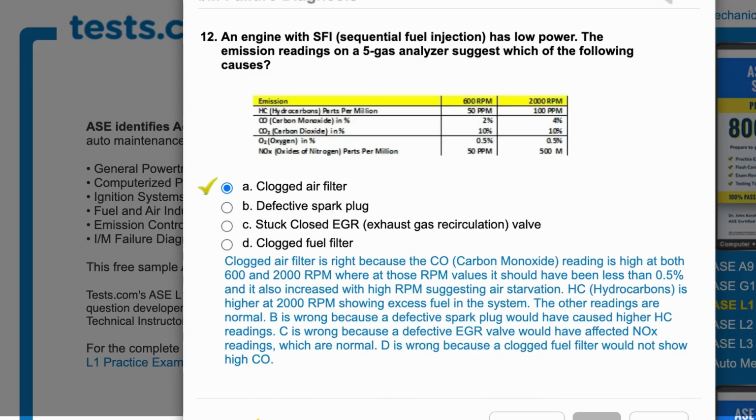B is wrong because a defective spark plug would have caused higher HC readings. C is wrong because a defective EGR valve would have affected nitrogen oxide readings, which are normal. D is wrong because a clogged fuel filter would not show high CO.